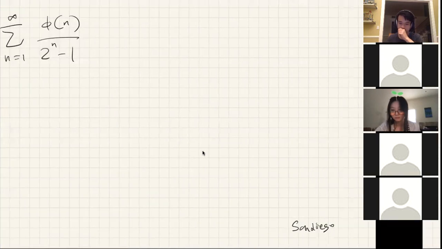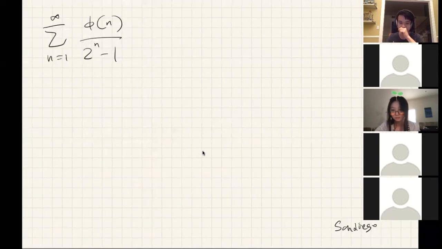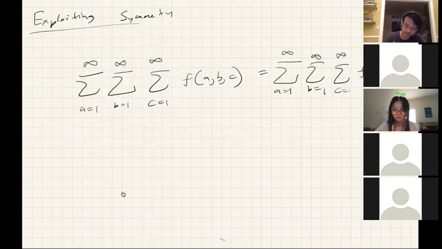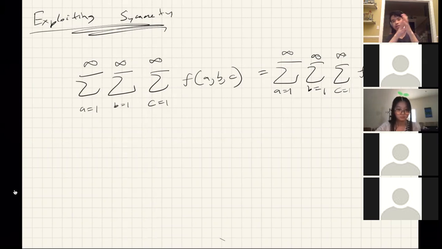Okay, this question is a little bit too difficult, but I do want to go over exploiting symmetry as our last topic. Exploiting symmetry is probably one of my favorite summation techniques, and it's always going to be about doing something with the variables. It's going to be switching the variables in some way.